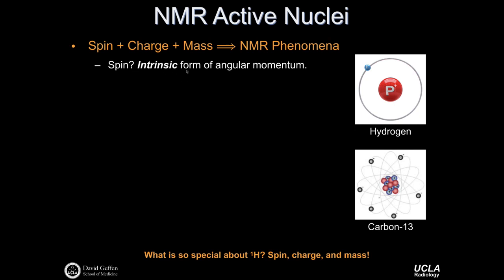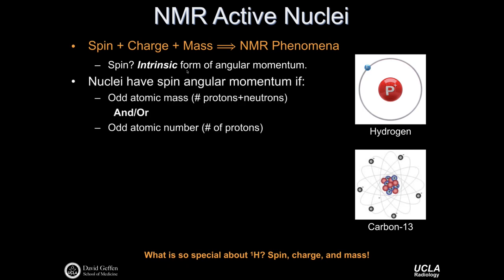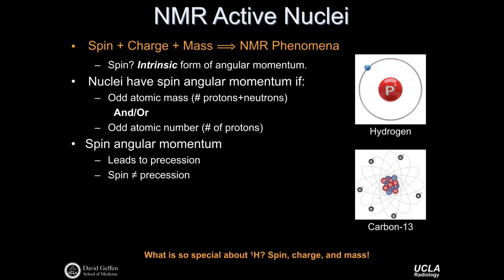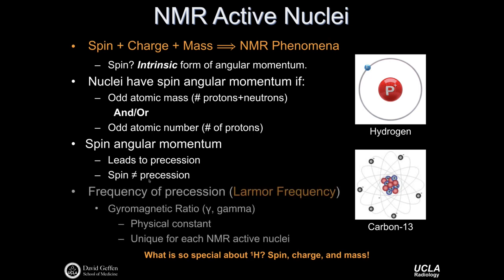Spin is an intrinsic form of angular momentum. Nuclei have spin angular momentum under one of 2 conditions. They either have an odd atomic mass, that is the number of protons and neutrons, or they have an odd atomic number, that is the number of protons. Spin angular momentum leads to so-called precession, and we'll learn about this phenomenon in the course of this lecture. But it's important to remember that spin and precession are not identically the same thing.